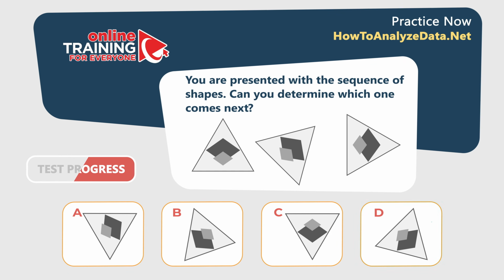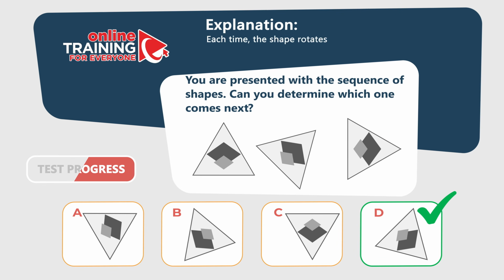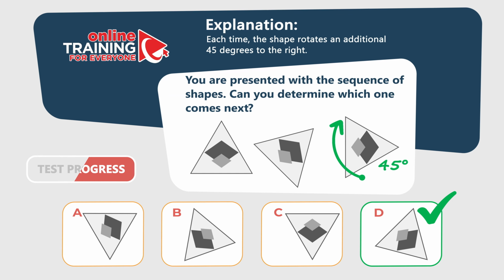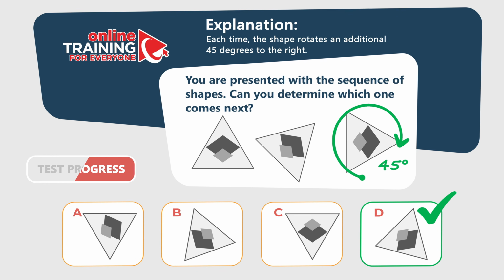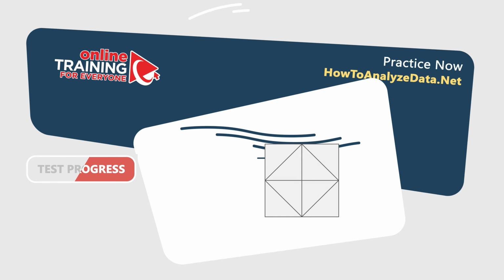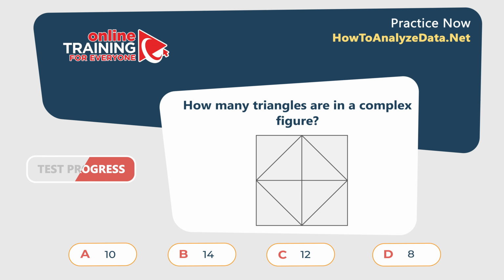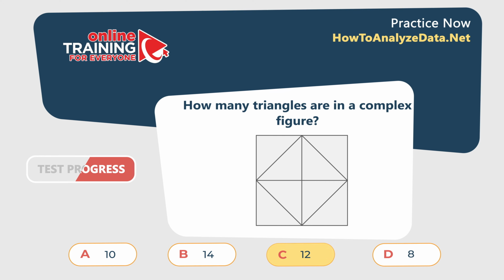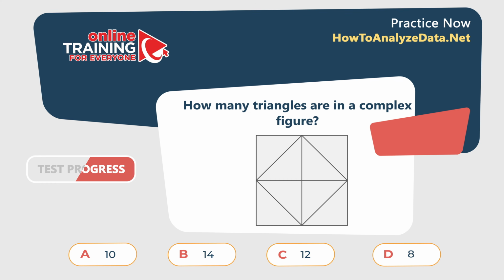The correct answer here is choice D, and here's why. With each step in the sequence, the shape rotates an additional 45 degrees clockwise. Can you determine how many triangles are in this complex shape? Choice A, 10, choice B, 14, choice C, 12, and choice D, 8.